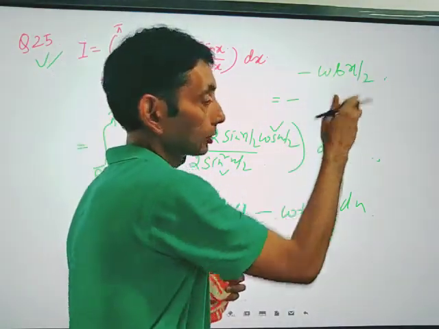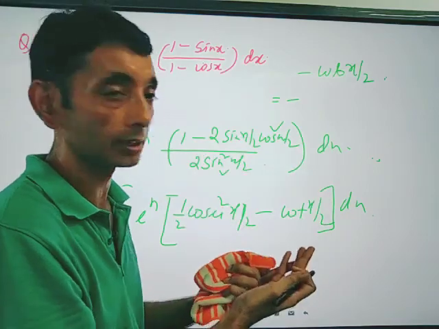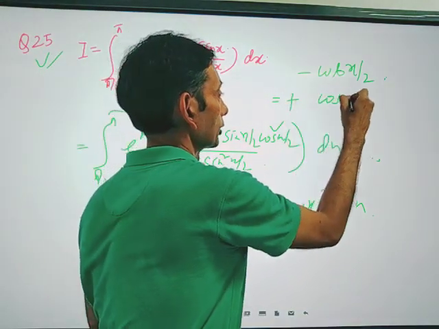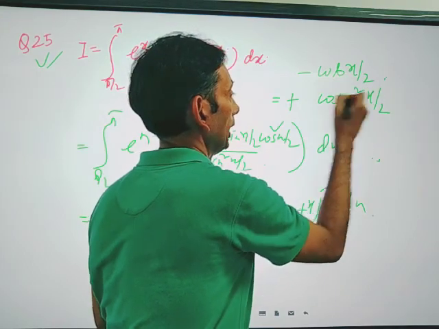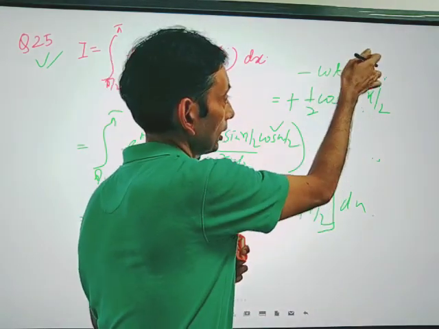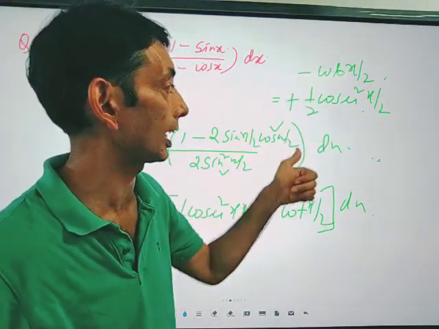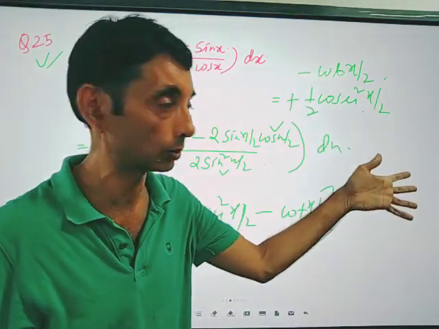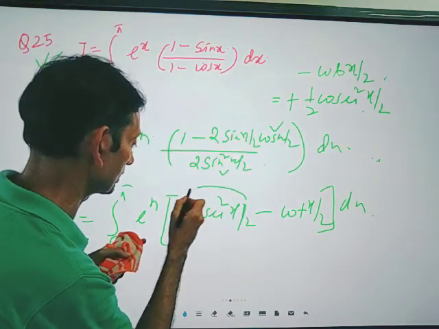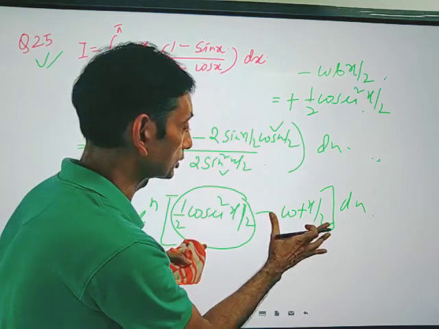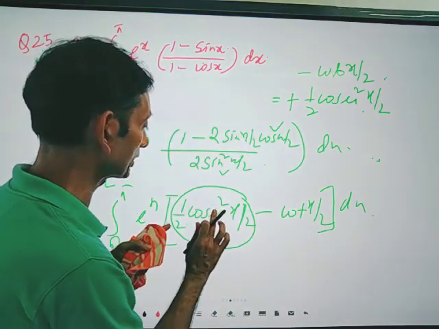From cot x by 2, if we differentiate, there will be another minus sign, so it will be plus cosec square x by 2. Since the coefficient of x is half, we need to differentiate x by 2 once more. This is half. So half cosec square x by 2, exactly like this function. That means if we differentiate this minus cot x by 2, we get half cosec square x by 2.